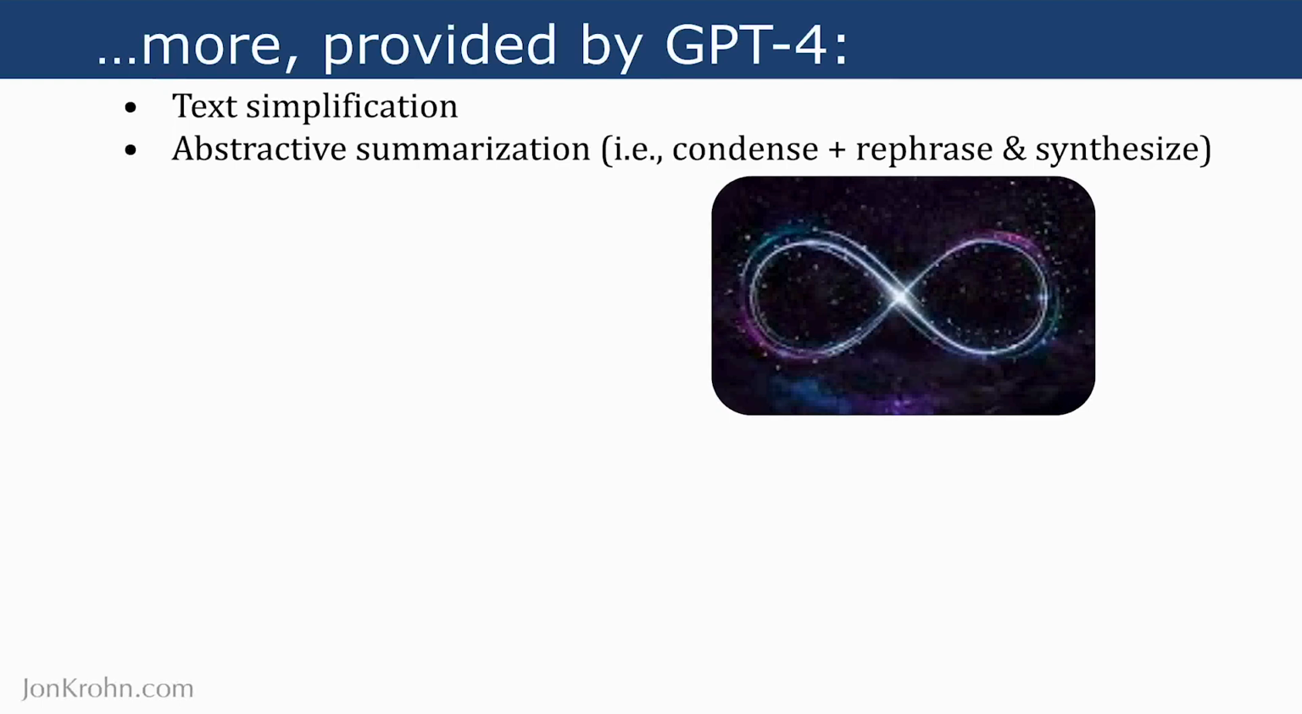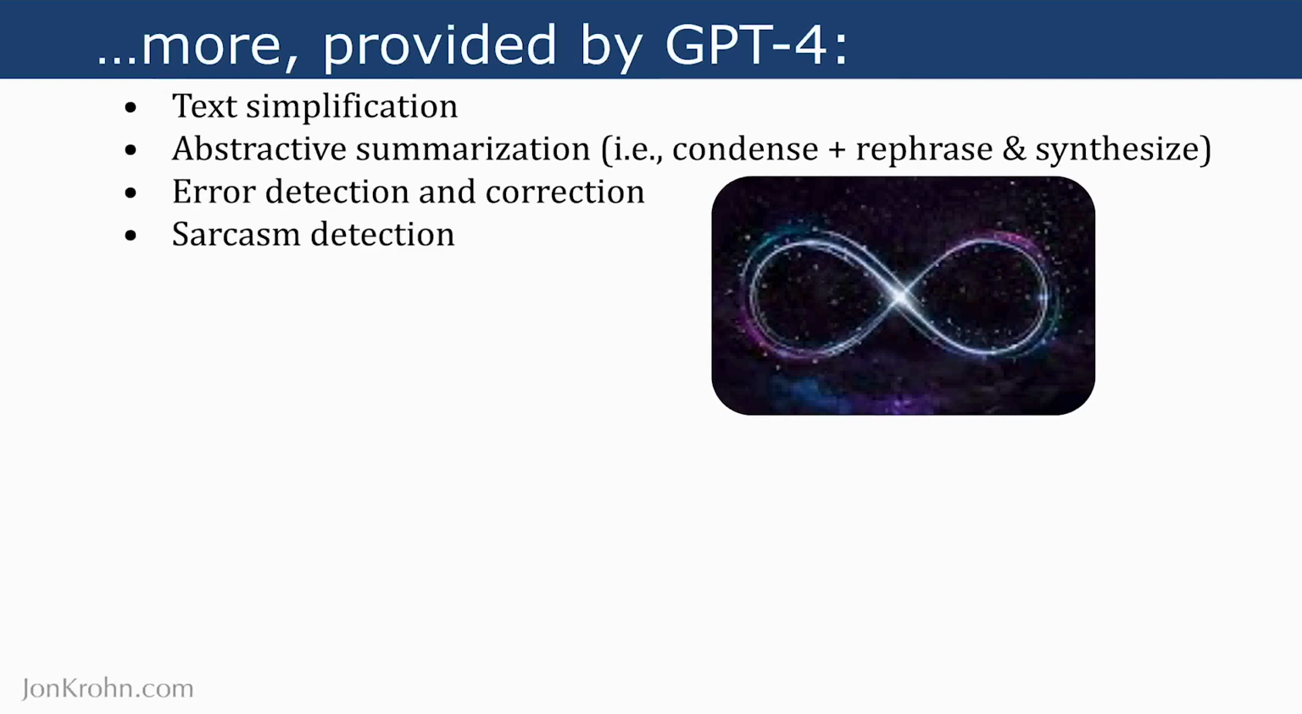So text simplification, abstractive summarization, where it's not just summarizing, but it's actually condensing and rephrasing and synthesizing at the same time. Finding errors and correcting them. Finding sarcasm, which is a crazy thing that we thought would be hard to do. Finding intent, that's also a really cool thing for your kinds of applications. Finding intent is a really good one for a lot of applications.